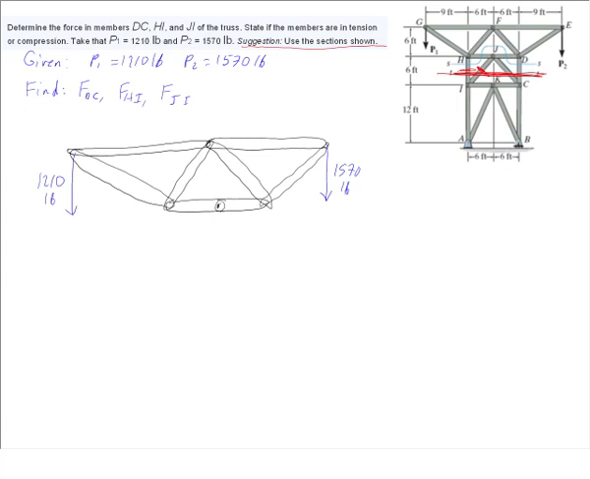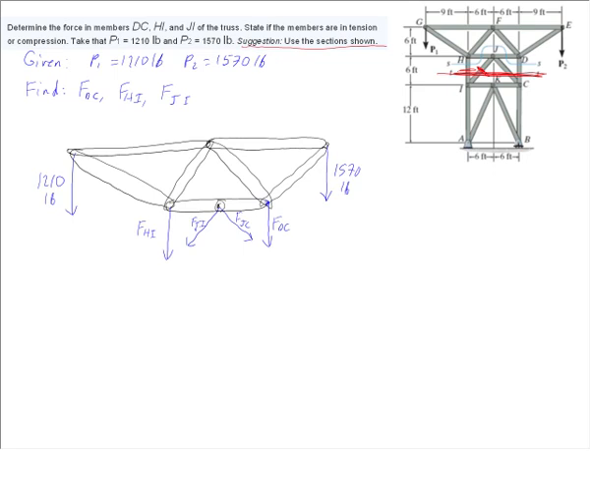And I'm going to draw them all in tension because I find that easier to keep track of my signs. I'm going to call that FHI. And we cut through JI, FJI, we cut through JC, FJC, and we cut through DC, FDC.